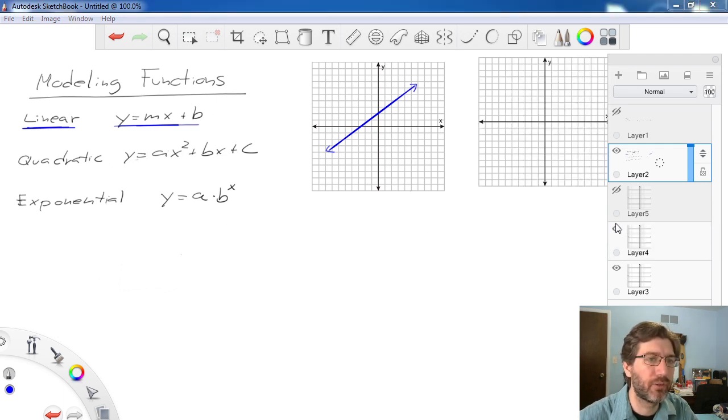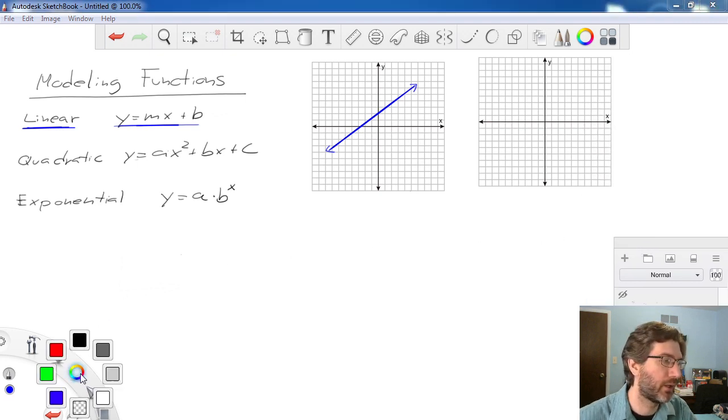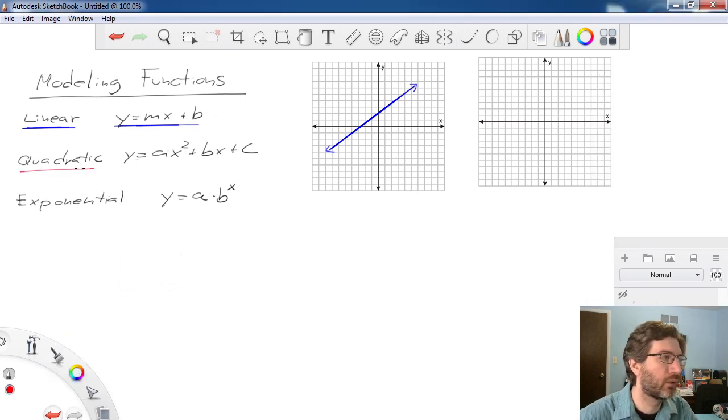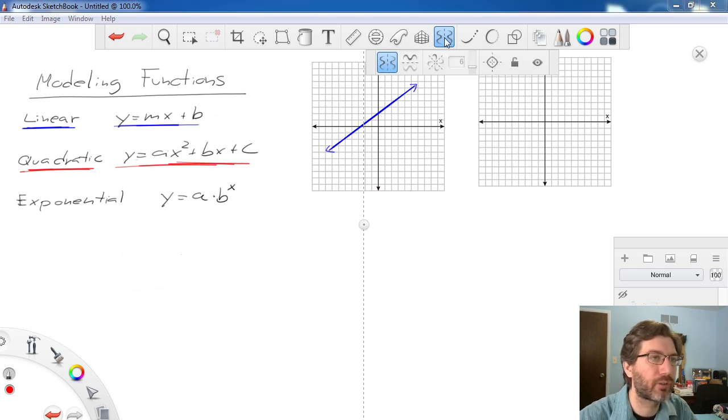Looking at our quadratic function, let's put our quadratic over here. We'll do quadratic in red so you can match that up if you're viewing it. Remember, our quadratic function has that axis of symmetry to it, and may or may not cross the y-intercept, but it looks like a parabola.